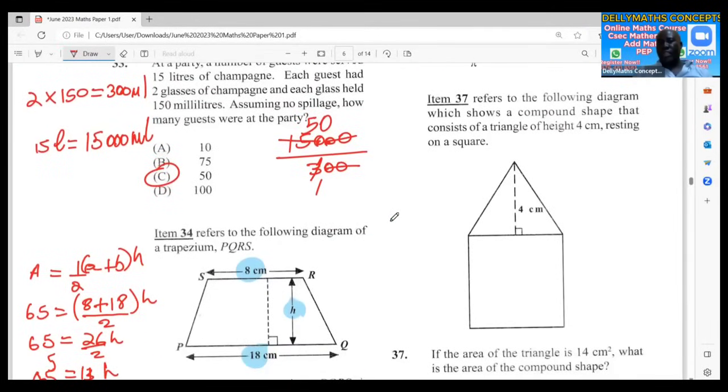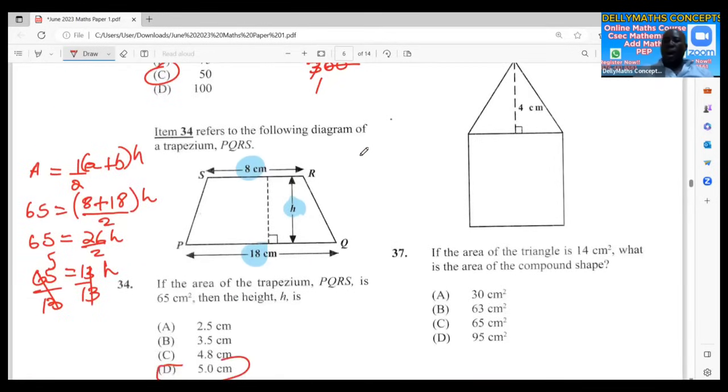Let's take a look at 37. 37 refers to the following diagram, which shows a compound shape that consists of a triangle of height 4 cm resting on a square. Now, so the height is there. The area of the triangle is 14. Remember though, the area of a triangle is half base times height. So let me write this a little bit clearer. It's base times height over 2. Then you could substitute. 14 is that area. Base, we don't know. Height is 4 over 2.